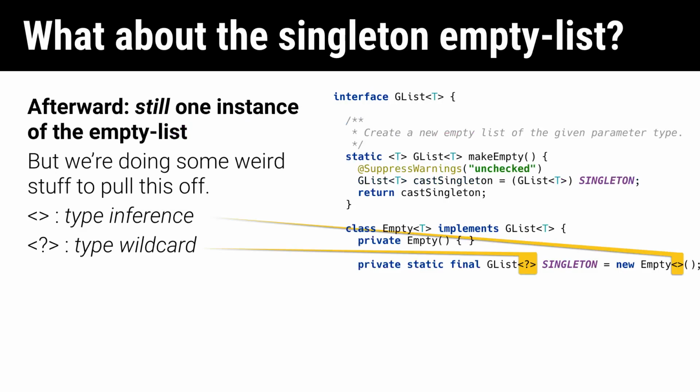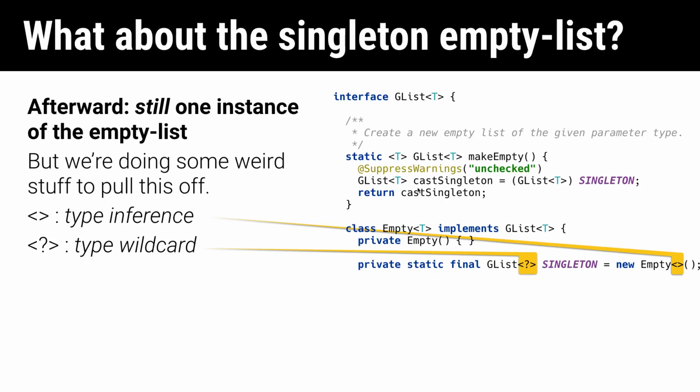There's a little bit more going on here. First off, down here, we have type inference. We don't need to say what the type is on this side. We're just saying, hey Java, try to figure it out from context. This less-than greater-than thing is sometimes called a diamond. And over here, we're using another weird thing called a wildcard. We're saying this is a list of something, I don't know what. And this code is completely legal.